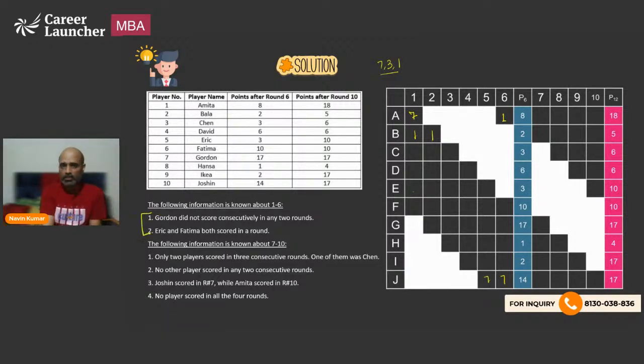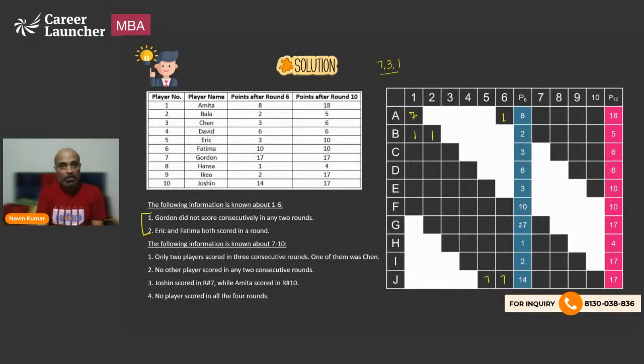Now, we will look at the conditions as well. G did not score in any 2 consecutive rounds. So if you look at G, how will 17 be made? Can we say we can make 17 by taking 7, 7, and 3? 7, 7, 3 means G has to score in 3 rounds. It could also be 7, 7, 1, 1, 1. If for G it is going to be 7, 7, 1, 1, 1, that means G scores in all the 5 rounds. But it says G did not score in any 2 consecutive rounds, which means we can't take 7, 7, 1, 1. It has to be 7, 7, 3.